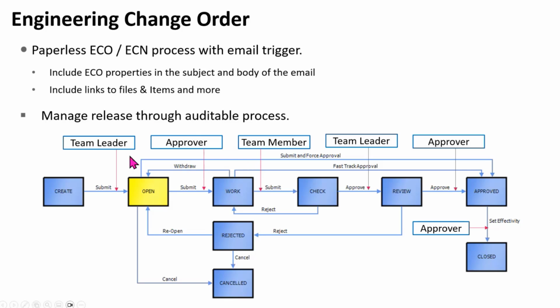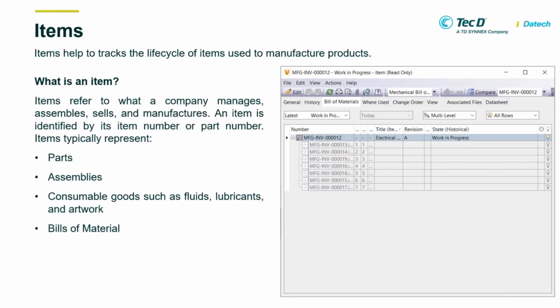Okay, the team leader creates and approves a new open ECO. Team members work on it, and then submit it to check. The person doing the checking is probably the lead engineer, and then approve again. Okay, so this is the flow of tasks, task delegations. And then we have items.